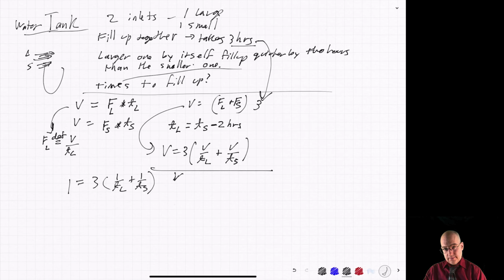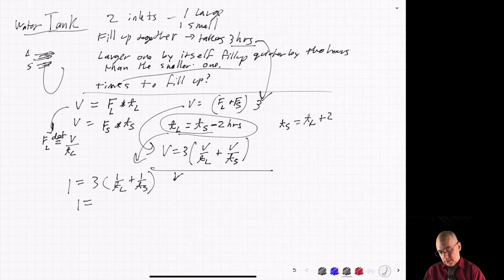Okay, good. Now, if that's all I had, I wouldn't be able to solve this problem. But I know something. I know that TL is TS minus 2, or that TS is TL plus 2. I like pluses. I'm a positive kind of fellow. So 1 over TL plus 1 over TL plus 2.